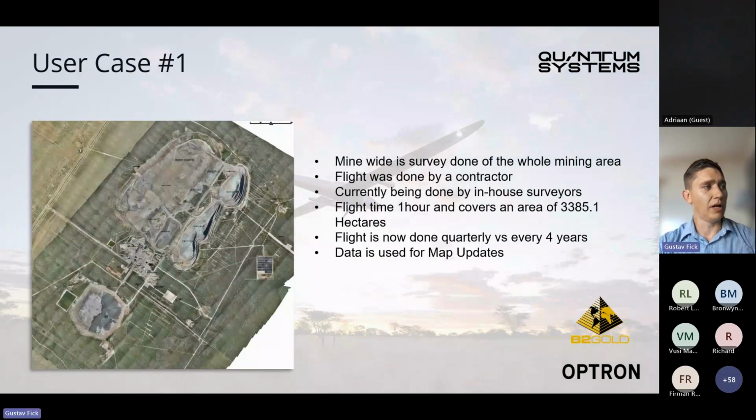Then, a little bit more mining related, still with B2 Gold, here is one of the flights that they've done. They used to make use of a contractor, but they're doing everything in-house now. This specific flight was about 1 hour, and they covered about 3,385 hectares. The flights are now done quarterly, where back in the day they did flights every 4 years. So you can see that the drones are being used more and more for data capture.